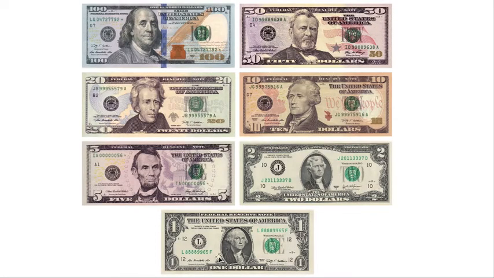This is the $1 bill. You're probably familiar with this since a lot of you buy lunch and snacks. This is George Washington. It says $1 and there are ones in the corner. On the back it says 1, so you know it's worth $1.